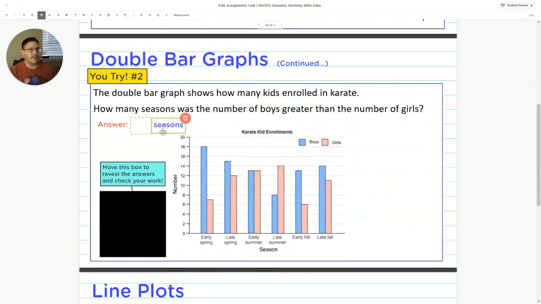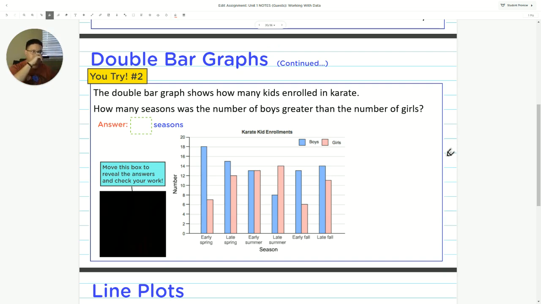All right, so in this example, you have a bar graph. It's asking you a different question. How many seasons was the number of boys greater than the number of girls? Okay, so again, look at what it says. Greater than the number of girls. So you're going to use those clues to pick the information that fits the question and then put your answer right here. Okay, so at this time, I would like for y'all to pause the video and try this on your own. Move the box to check your answer. Otherwise, I'm going to continue on and show you how to do this.